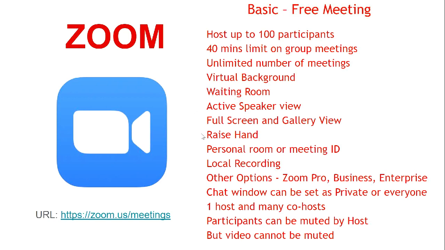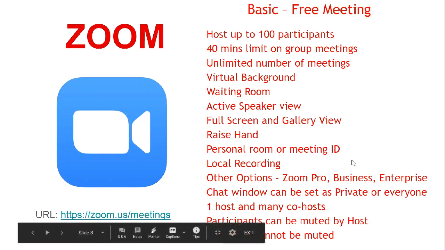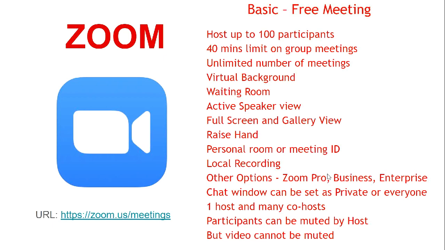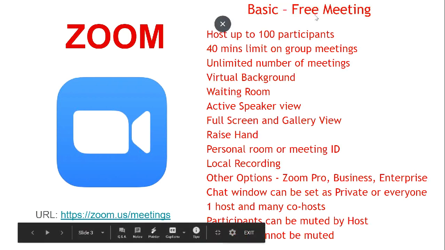You can enable security features, and you can have the active speaker view, the full screen view or gallery view, and there is an option for people to raise hand. You have the personal room, or your meeting ID using which people can directly join. You can record your entire class sessions or meeting sessions, and refer to them for future reference. Apart from this basic free meeting, you also have Zoom Pro, the business version and the enterprise version.